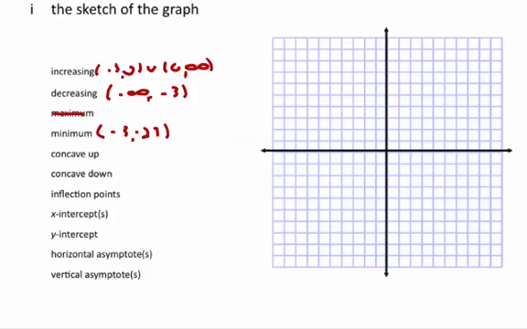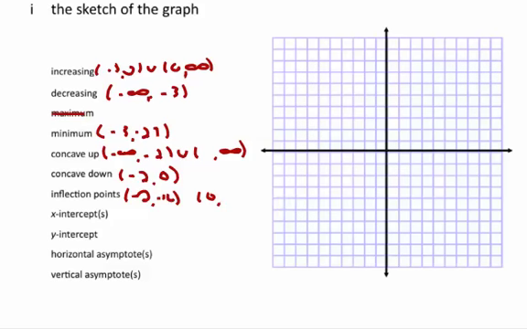Function's concave up from -infinity to -2, and again from 0 to infinity. Concave down from -2 to 0. Two inflection points, -2, -16, and 0, 0. X-intercept at 0 and -4, Y-intercept at 0, and no asymptotes.